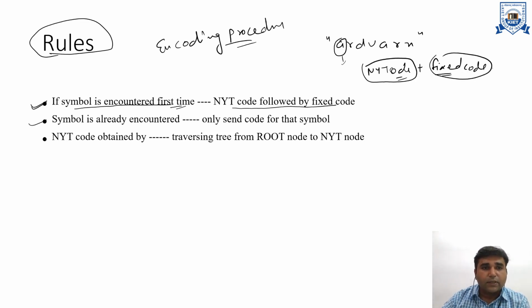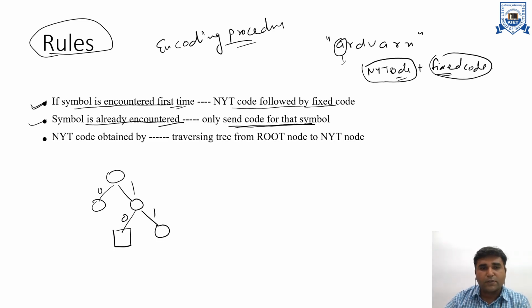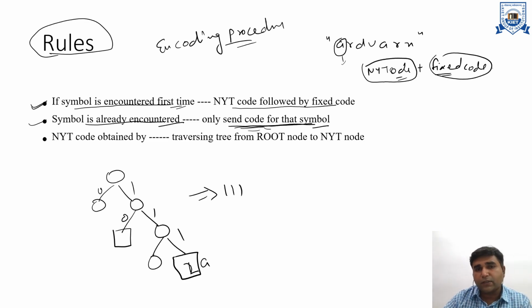Now the second rule: if the symbol is already encountered, only send the code for the symbol. As per the second rule, if the symbol is encountered the second or third time, meaning you already encountered it, then in that case we only send the code for the symbol. Suppose we have a tree like this, with NYT and branches 0 and 1, and here we have a symbol A with weight 1. Now this symbol A is encountered a second time, so we update the weight to 2 and send only the code 111. So for a symbol which is already encountered, we just send the code for that particular symbol.